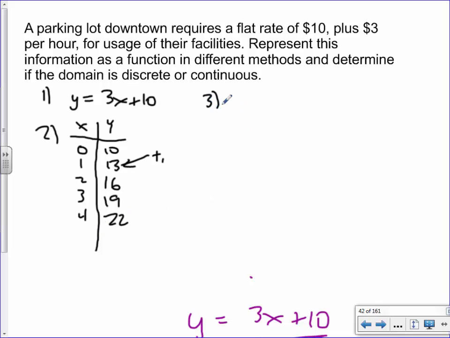A third way we can represent data is basically the exact same as this, only we write them as coordinate points. So we say 0 should go with 10. We say that 1 should go with 13. We say 2 goes with 16. 3 goes with 19. And 4 goes with 22.